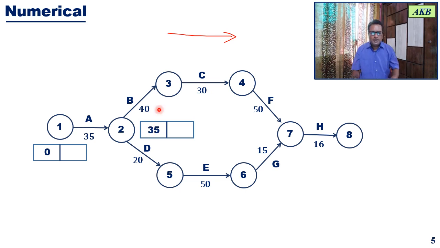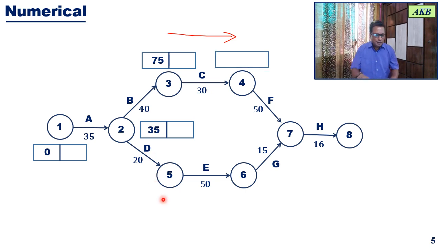Okay, now let us go to event 3. So for event 3, again we are going to note its earliest event time. How are you going to calculate that? The earliest event time for event 3 will be equal to earliest event time for the previous event, that is event 2, plus duration of activity B. So it will be 35 plus 40, and that comes out to be 75.